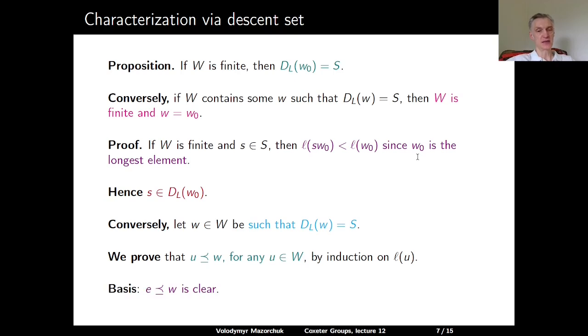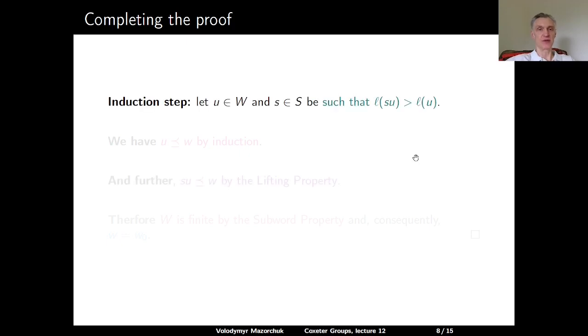The basis that the identity is less than or equal to w is, of course, clear. So now for the induction step, let u be an element in W and s be an element in S, such that the length of su is greater than the length of u. From the inductive assumption, we know that u is Bruhat less than or equal to our element w. And further, we have our simple reflection s. It is in the left descent set of little w, and it is not in the left descent set of u. So by the lifting property, we have that su is Bruhat less than or equal to w.